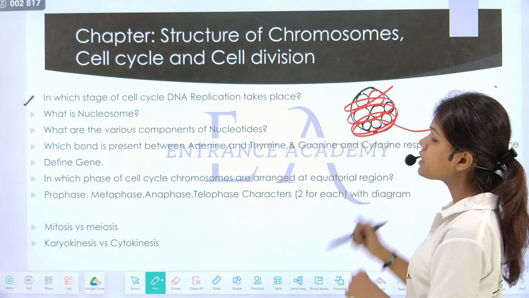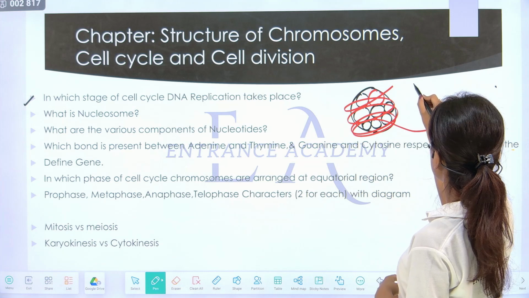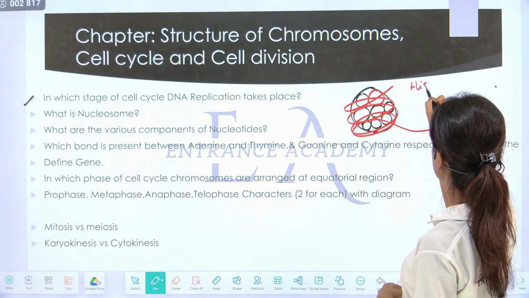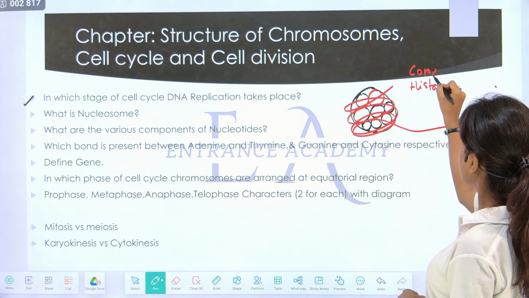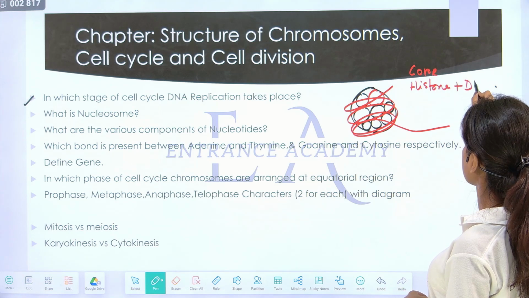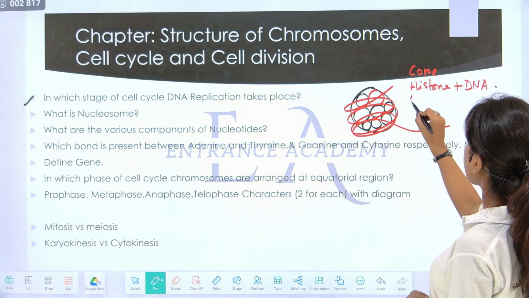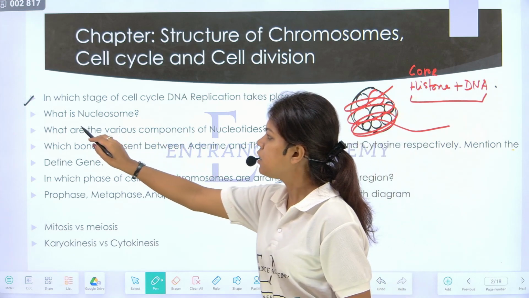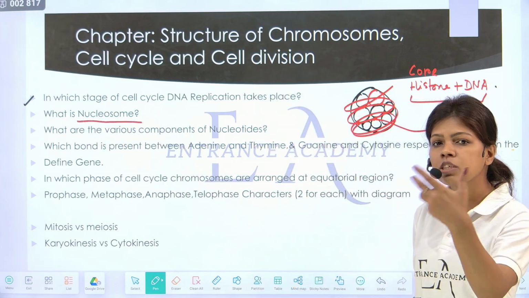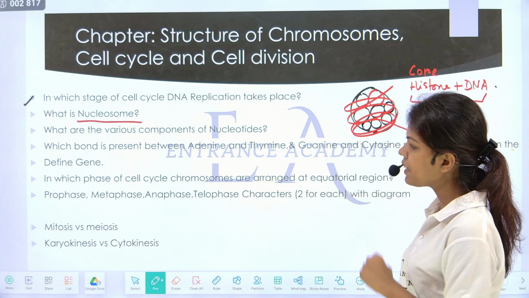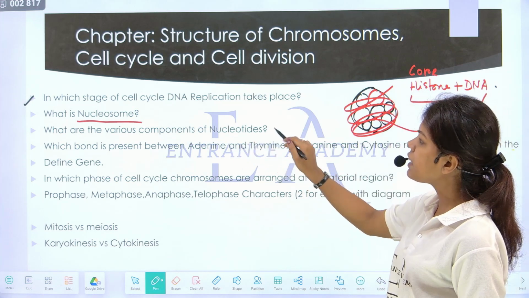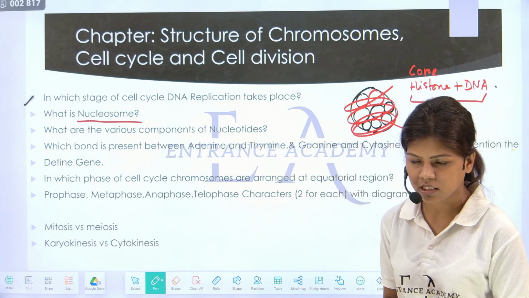And this complete structure, that is the core histone along with DNA, together is known as nucleosome. This nucleosome is also very important for the diagram also. Next, what are the various components of a nucleotide?